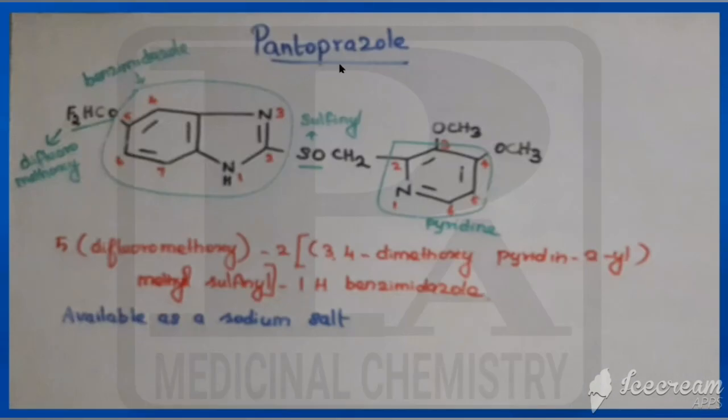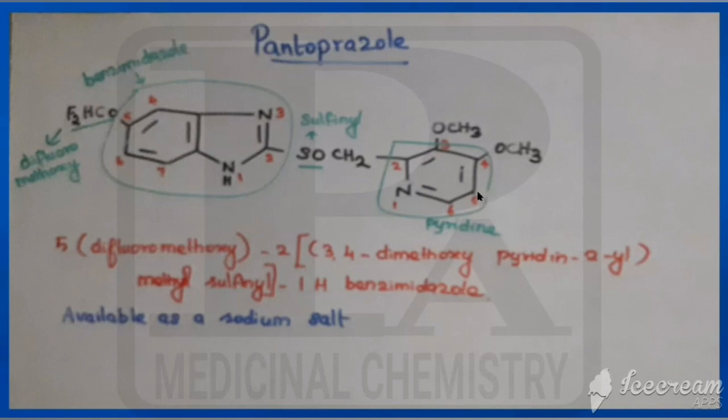The next drug is called pantoprazole. Look at the structure. What is the difference between this one and omeprazole? In omeprazole, the fifth position has methoxy, OCH3. Here two hydrogens of the CH3 are replaced by two fluorines. That is one difference. Another is that the third position has methyl, but here it has methoxy, and the fifth methyl is also absent here. So three differences.